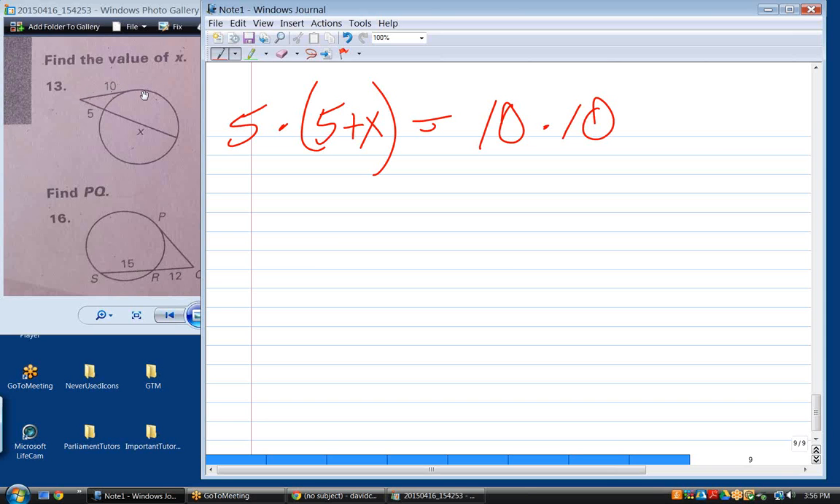Okay? Yeah, that's pretty trivial to solve also. What happens when we get an x squared? Well, let's see if we get one first.